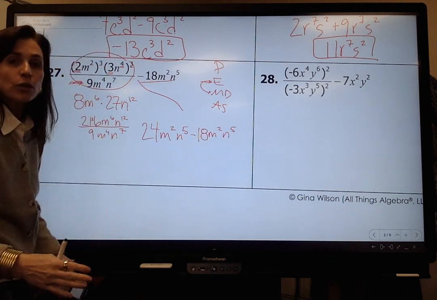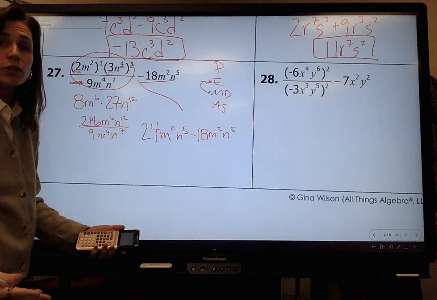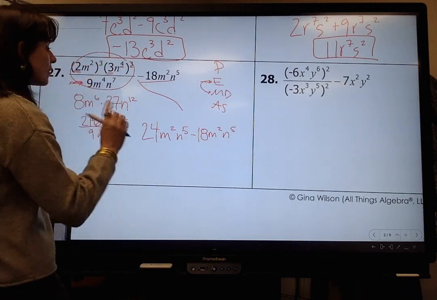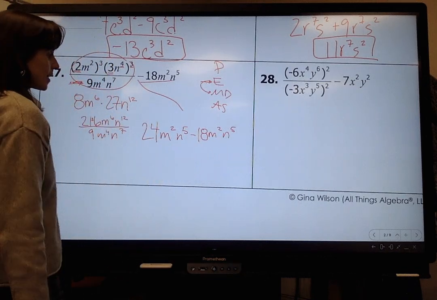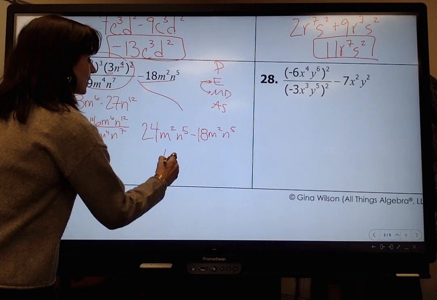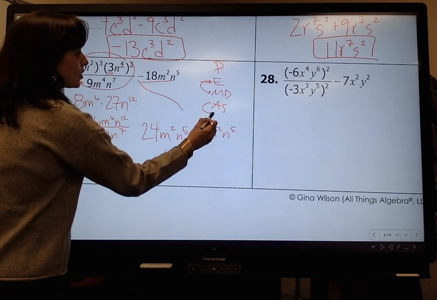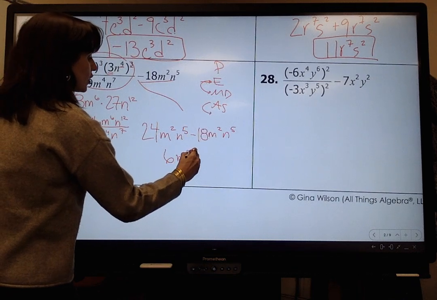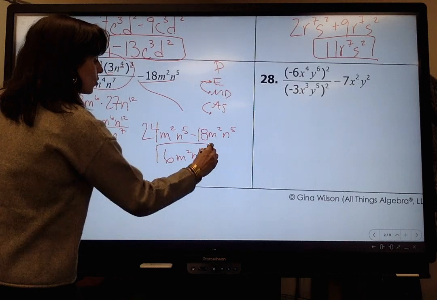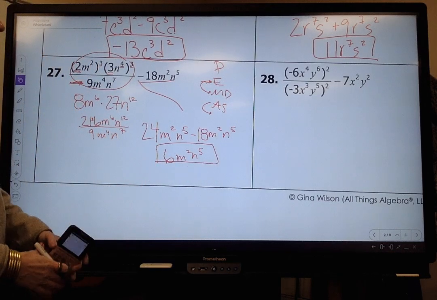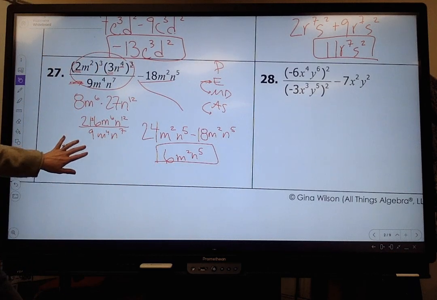And before you do it, you have to ask yourself, are you allowed to do it? Yes, you are, because m squared n to the 5th is exactly the same. So now I get 6, and my exponents do nothing. You cannot change your exponents because you were just combining like terms. So that's what that guy looks like.